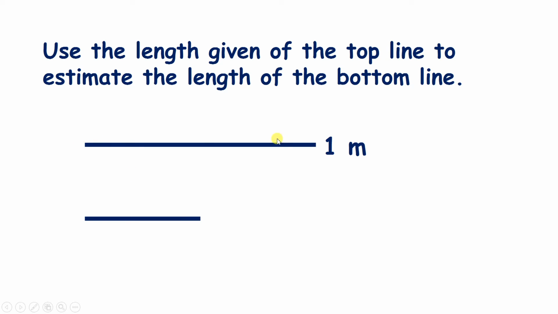Now, if the top line was a metre long, and unless you're watching this on a big interactive whiteboard, maybe in a classroom, that line probably isn't really as long as a metre. But if the top line was a metre long, how long would the bottom line be? Well, it would be half a metre, because I estimate it's about half as long as the top line. But what's half a metre in centimetres? Well, 1 metre is 100 centimetres, so half a metre is 50 centimetres, because 50 plus 50 is 100.